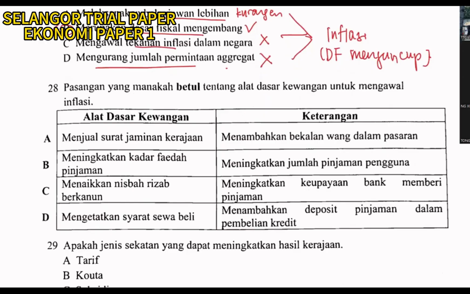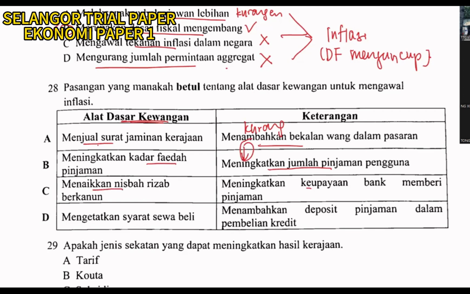Next ya. Dasar keuangan menjual surat jaminan is to menambah bekalan wang? No. Government sell you thing, expect you to pay money? Kurang. It will reduce your money. Meningkatkan kadar faedah? Increase kadar faedah, increase pinjaman? No. Reduce.